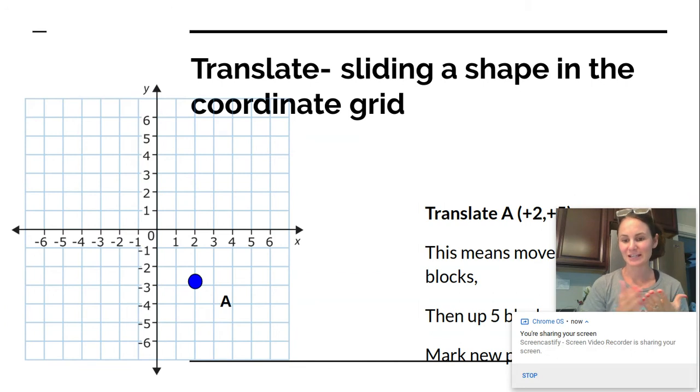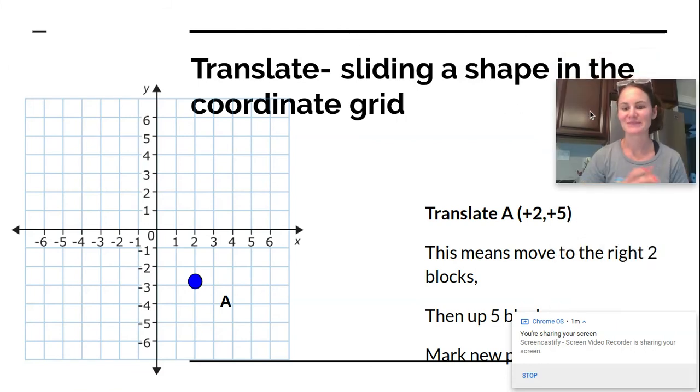When we see this, we're going to get problems that say translate point A to 5. I think that's the number there. I've got to move my screen. Okay, so move it to 5. This means we're going to take point A and move it 2 to the right, and then go up 5 blocks.